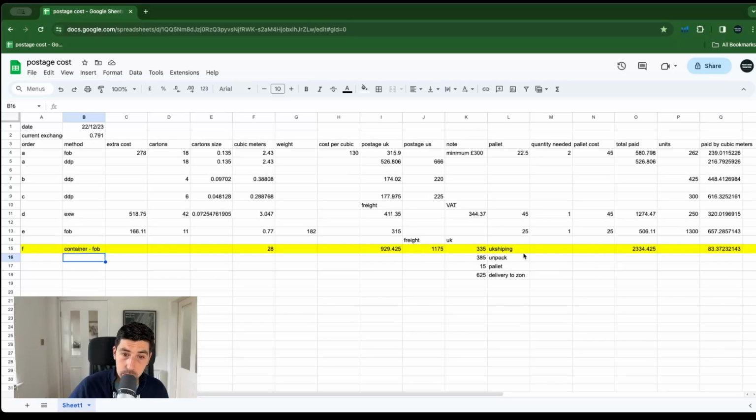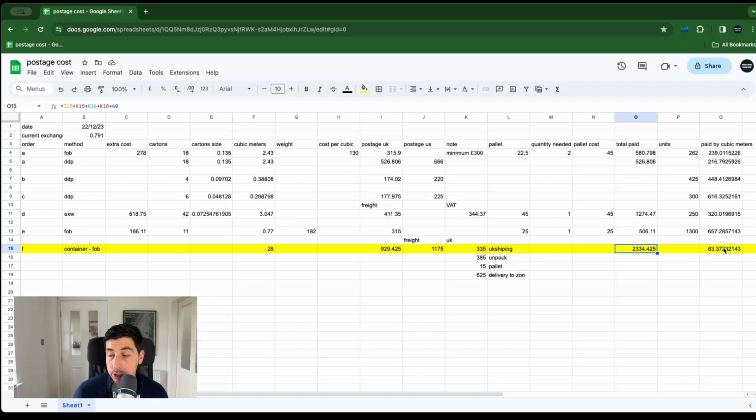So total cost plus the freight, 1,175 is the freight from China at FOB cost. So that total cost is 2,334.25. But look at the difference here. We're talking about 83. You're paying 83 per cubic meter. So of course that means you're importing a lot more.